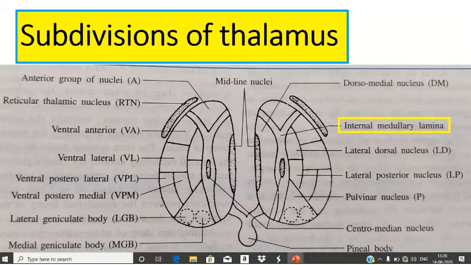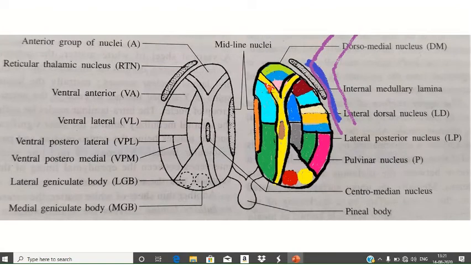A vertical sheet of white matter, the internal medullary laminae, divides the thalamus into medial and lateral nuclear masses. I just want to show you another diagram to tell you clearly. Yes, here we can see the colorful one, in which we can identify all the areas easily. This Y-shaped band is nothing but the internal medullary laminae. This internal medullary laminae is dividing the thalamus into medial and lateral nuclear masses.